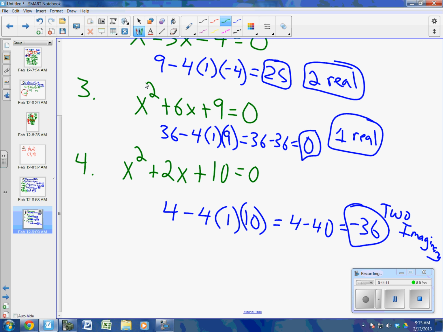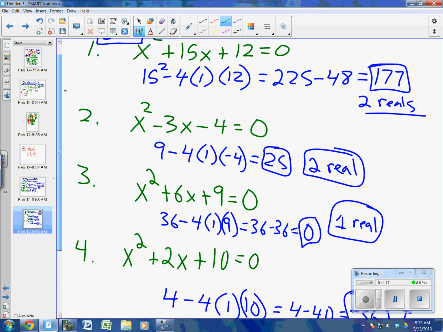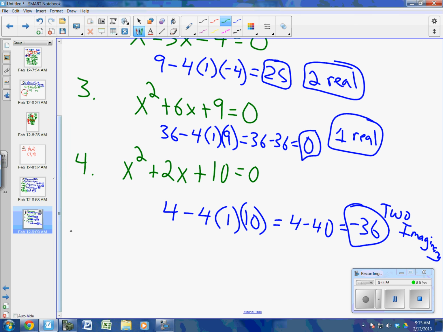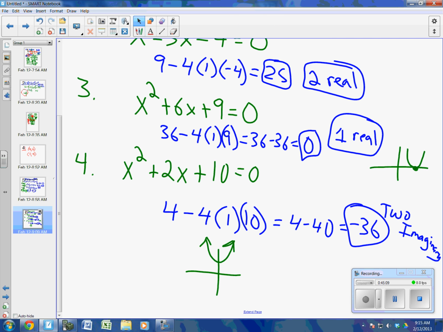Got it? Now, if I drew a picture of each one of these, I don't know what the graph exactly looks like, but this one's going to cross the x-axis twice because that's 2 real. Same with that one. However, number 3 right here is going to have its vertex sitting right on the x-axis, so it has one real solution. And on the imaginary one, it never crosses the x-axis, does it? And so it has two imaginary solutions. Do we get that? Okay, good. All right, thank you.